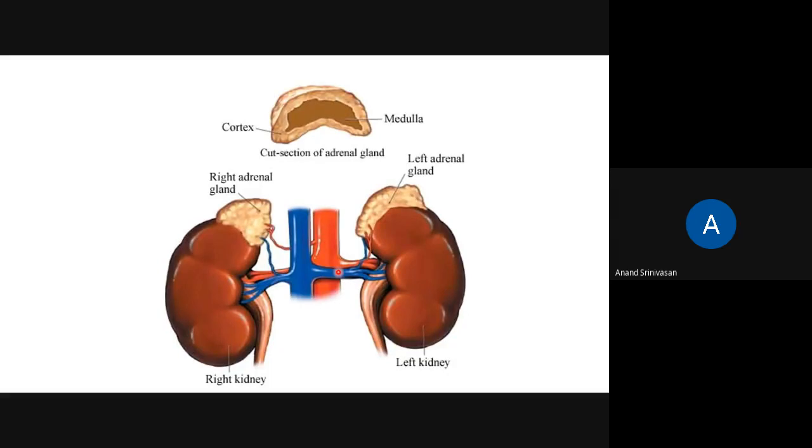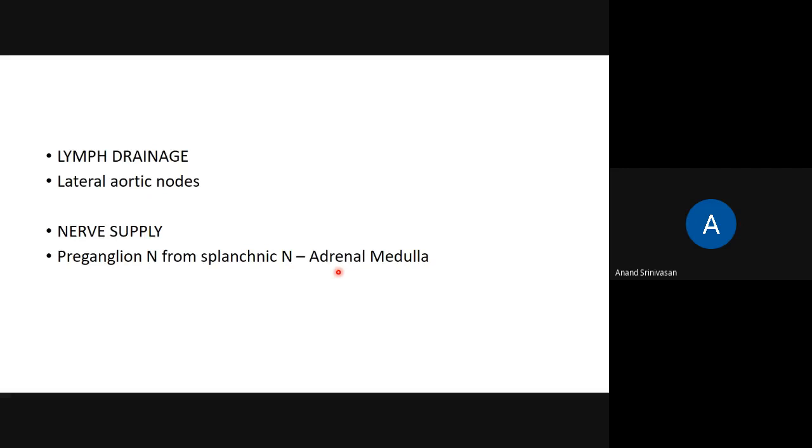All right. So let's go to the next part, the lymphatic drainage of the suprarenal gland. The right and left suprarenal glands drain into the lateral aortic group of lymph nodes. The right drains into the right lateral and the left into the left lateral aortic nodes, which are located on either side of the aorta.